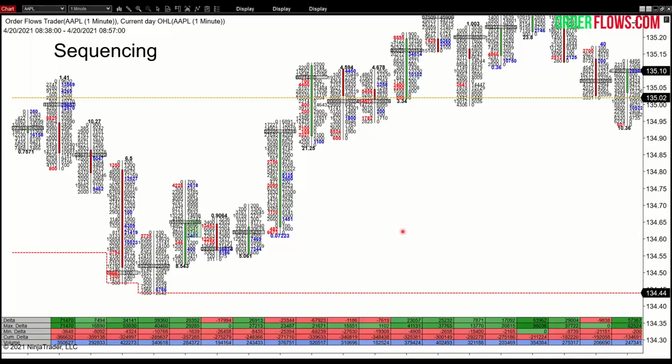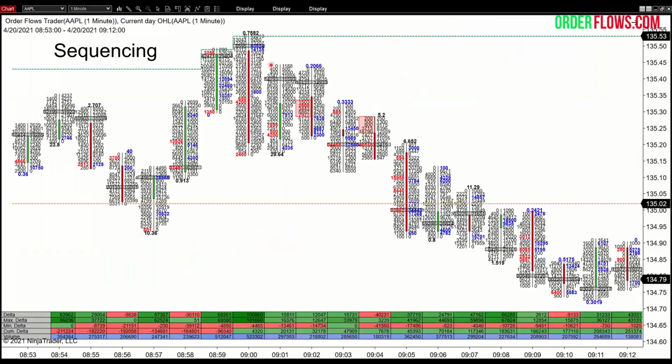Again, this is Apple, right? People always ask about, well, I trade stocks. What can I do for stocks? Okay, well, this is Apple stock, right? Right here, right off the low of the day, yesterday, bullish sequencing, right? Market rallied, went up, made a new high. Right up here, 153.53, started going sideways.